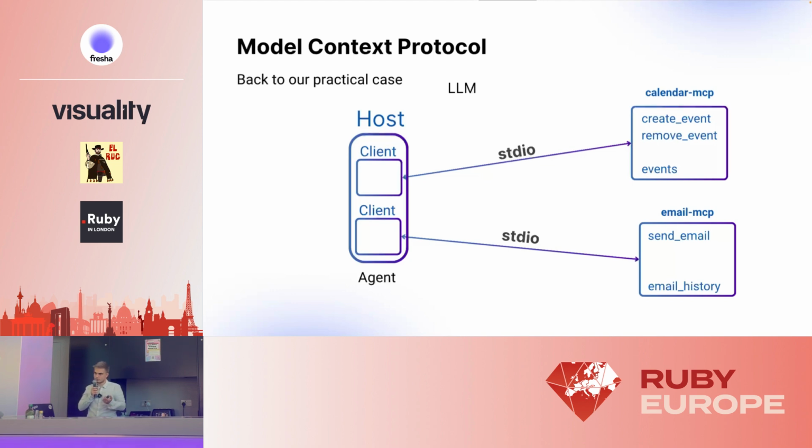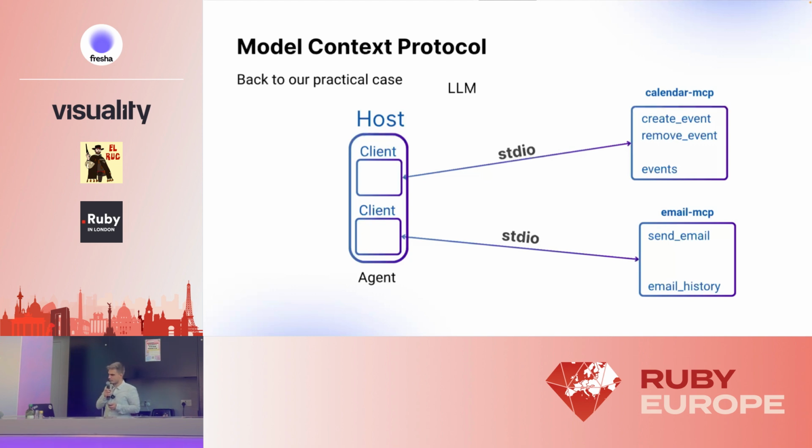You have our host. You can connect it to different MCP servers. So let's take an example server, calendar MCP, that will show a create event tool, a remove event tool, and an events resource. There is another email MCP server that has a send email tool and an email history resource. You will connect it to the clients over stdio, and that host will manage the clients separately.